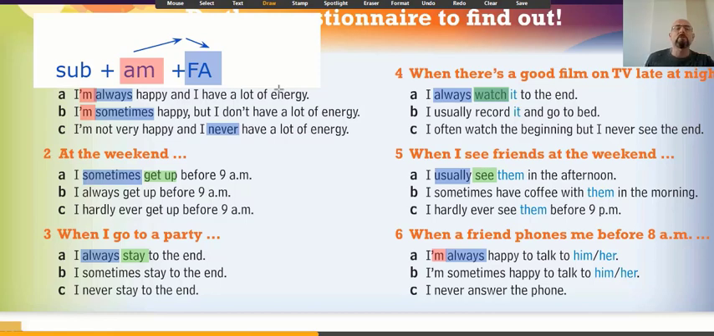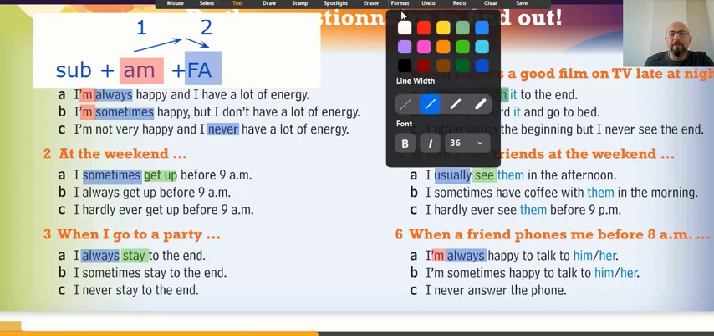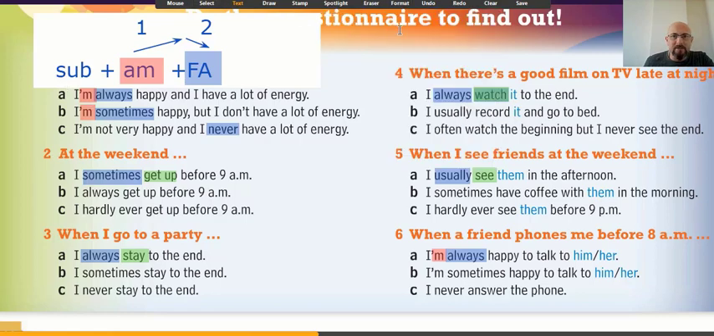So number one, you write verb to be. Number two, you write frequency adverb. Number one, verb to be. Number two, frequency adverb. This is very important. And memorize it like this. Verb to be number one, frequency adverb number two. One, two.